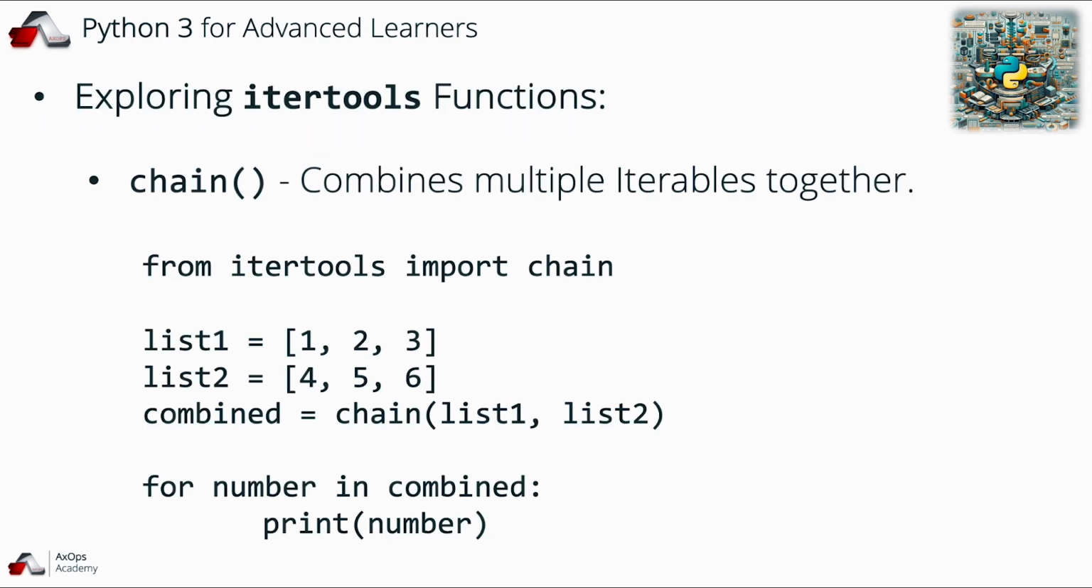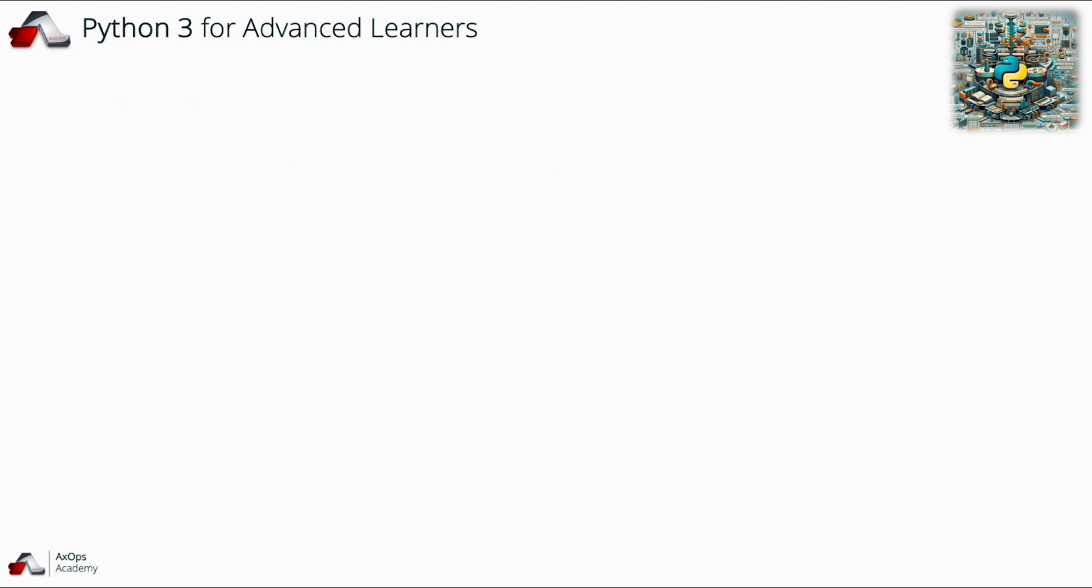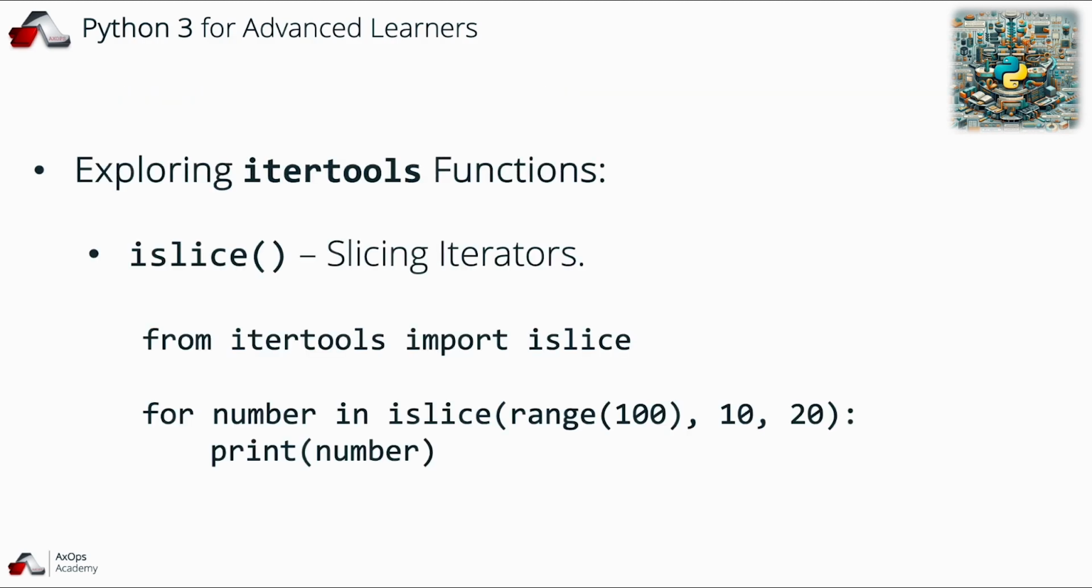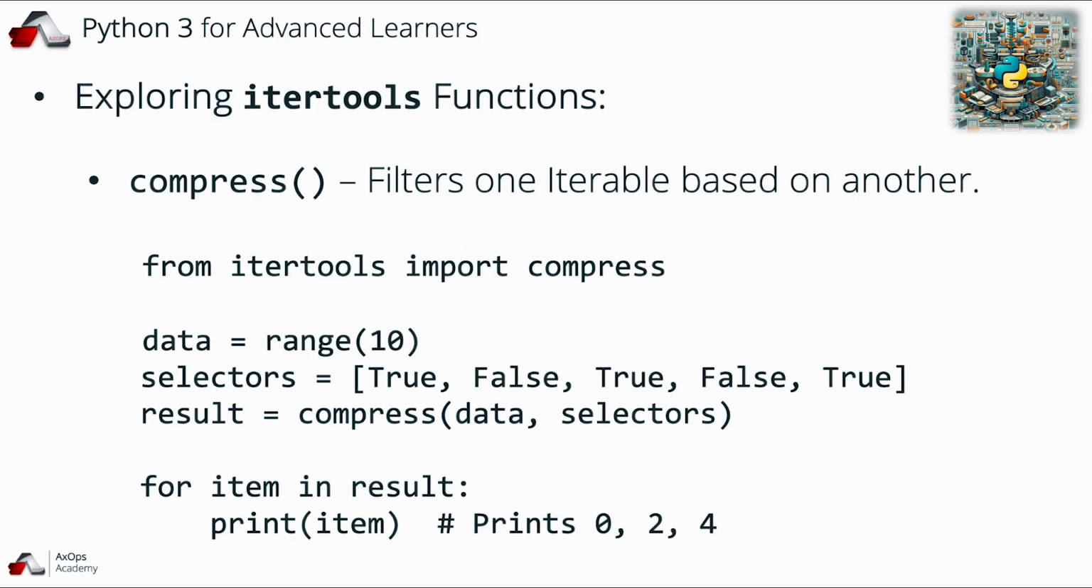The chain function from itertools is used to combine multiple iterables into a single continuous iterator. This is particularly useful when you have, say, several data sources that need to be processed in a unified manner. islice allows for slicing of iterators similar to slicing lists, but in an efficient way that doesn't require the iterator to be converted into a list first. The compress function filters one iterable based on the truthiness of the elements in a second iterable. This is akin to filtering data based on a set of criteria.